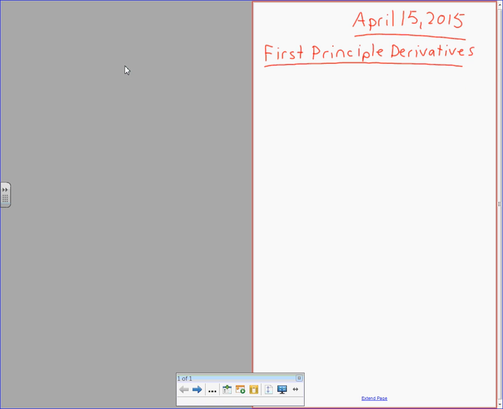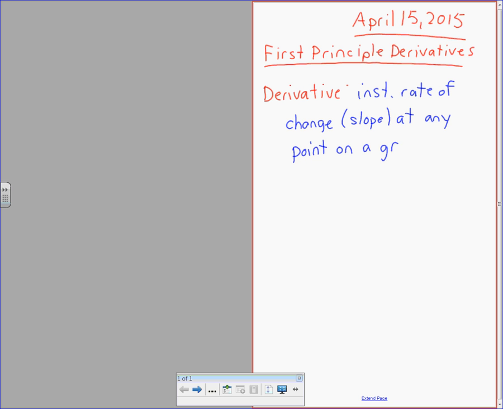Why do we find this here? Limit, yes, okay. But why do we find derivatives? What does a derivative find for us? Good. So what will a derivative give us? It will give us the instantaneous rate of change, which is the slope at any point on the graph. Okay, that's what it'll give us.